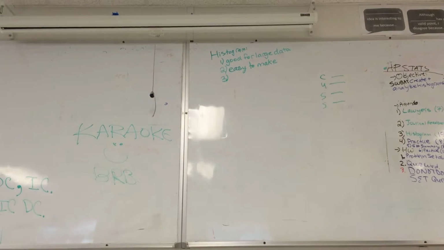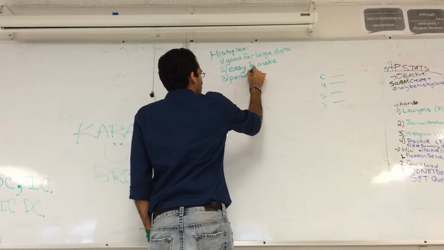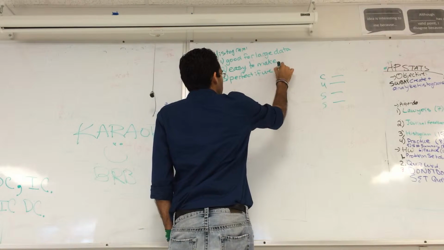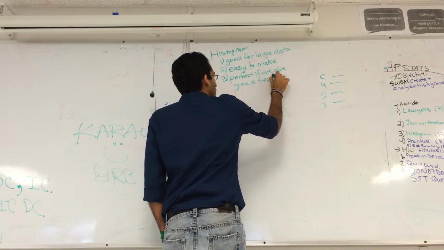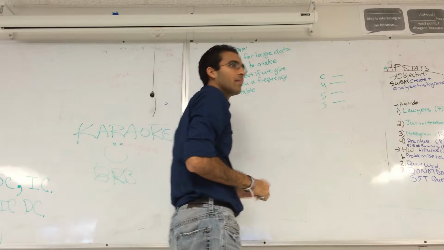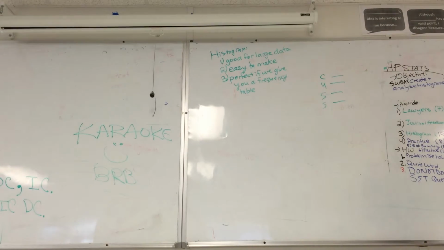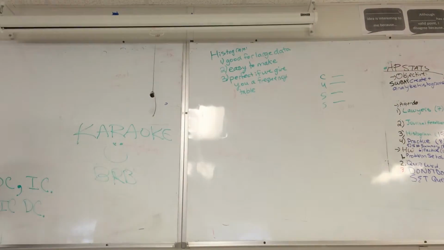And number 3, it is perfect if we give you a frequency table, and I'll explain what this is in a second. It is perfect if we give you a frequency table. A frequency table looks like this. A frequency table looks like the following.